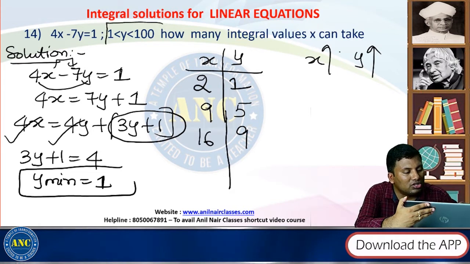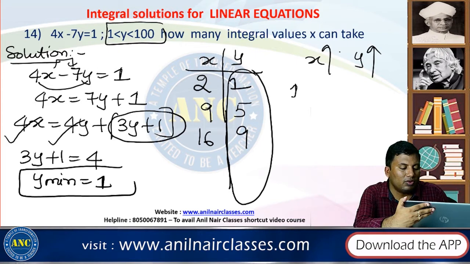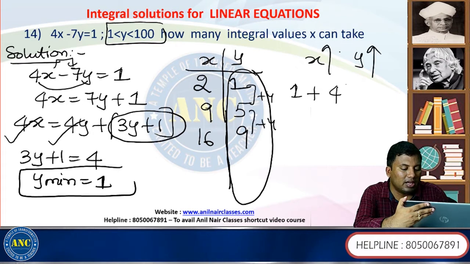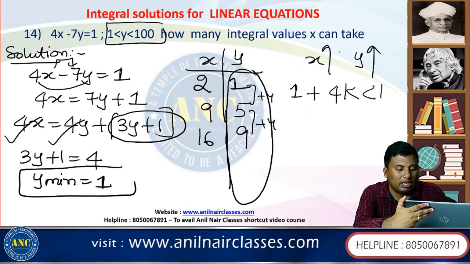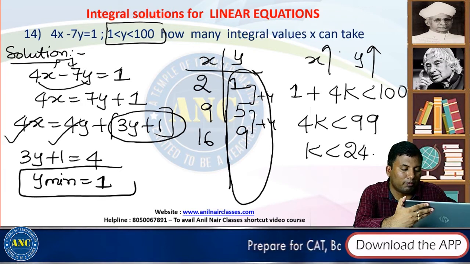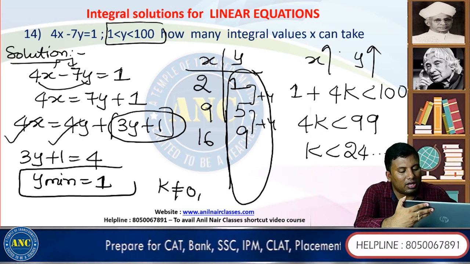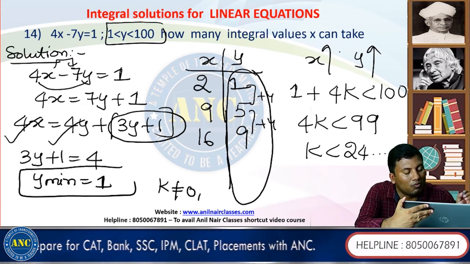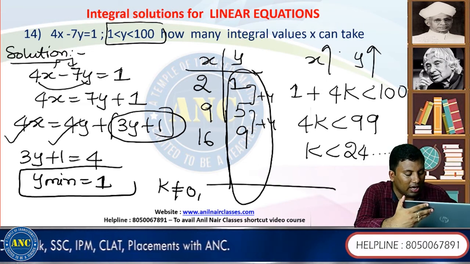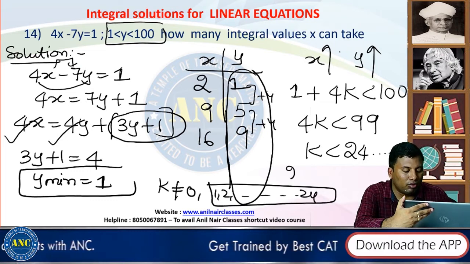Question, there is a range on y. Only I will focus on these values. Lowest value is 1. Every time there is an increase of 4. 1 plus 4k is less than 100. 4k is less than 99. K is less than 24 point something. K cannot be 0. Why? Because 4 into 0 plus 1 is 1, and y should be greater than 1. That means k can take all the values from 1 till 24. 1 to 24 is 24.